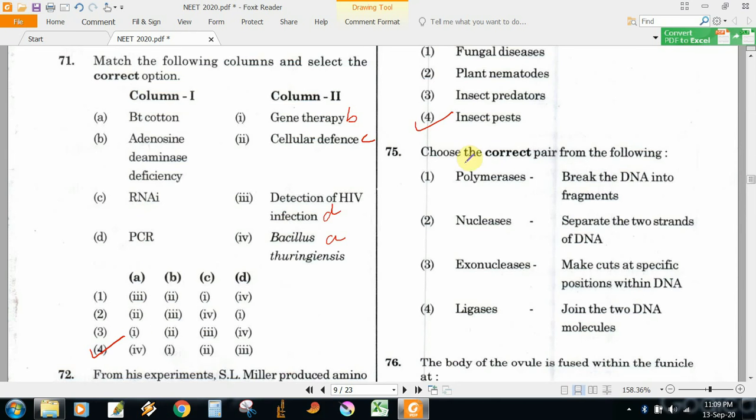Now moving on, choose the correct pair from the following. Polymerases break the DNA into fragments. No. Nucleases separate the two strands of DNA. No. Exonucleases make cut at specific positions within the DNA. No, they do it externally. Ligases join the two DNA molecules. Exactly. So fourth one is the right answer for this.